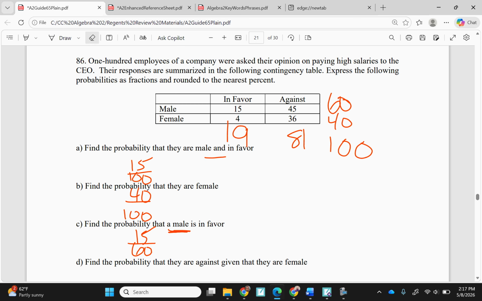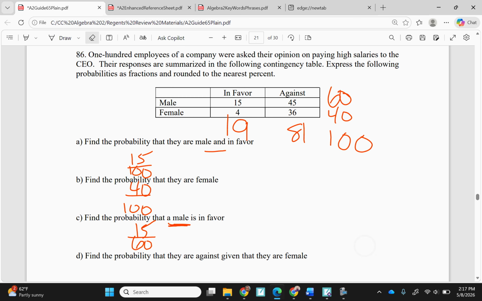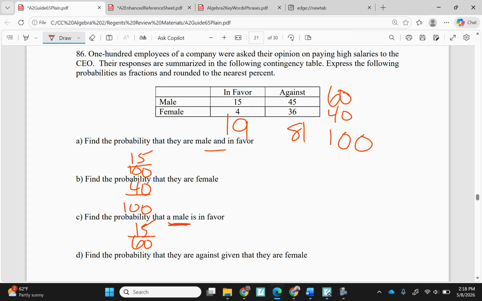Find the probability that they are against, given that they are female. Well, when I see "given," the condition comes last. So I'm given that they're female. So female is my condition. So I circled my condition. Out of the 40 females, how many of them are against? 36. I can only use the numbers that are inside the circle when I see a condition.